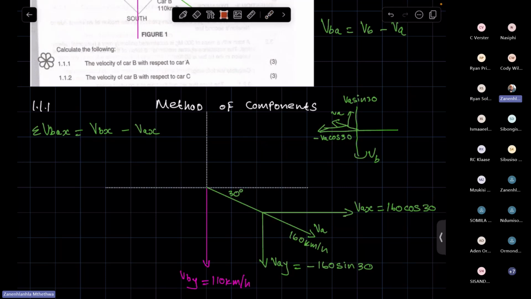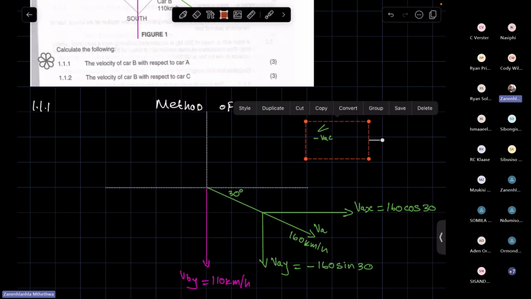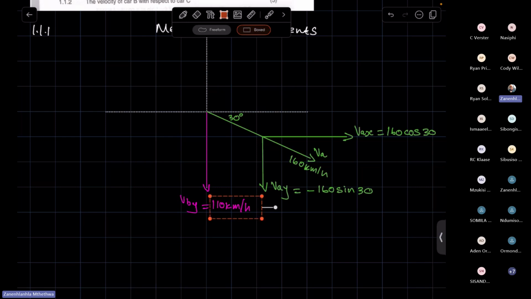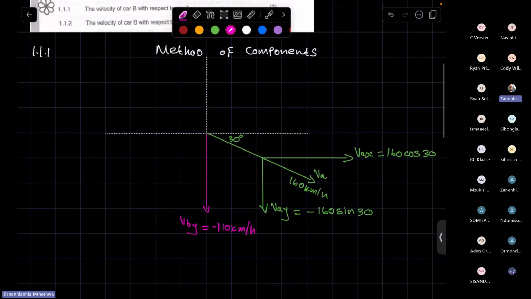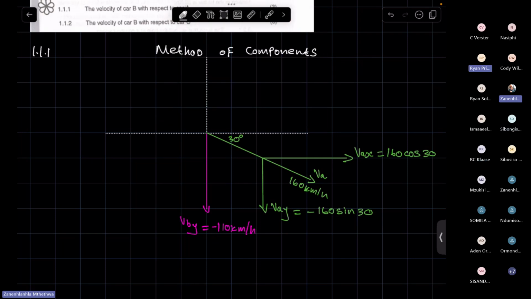Okay, so, capish? So the VBY pink part, should that be negative? Yes. Right. Are we together now here? Yes, sir. So yes, this should be negative since it's headed south. Nice catch there, friend. Are we together here? Yes, sir.